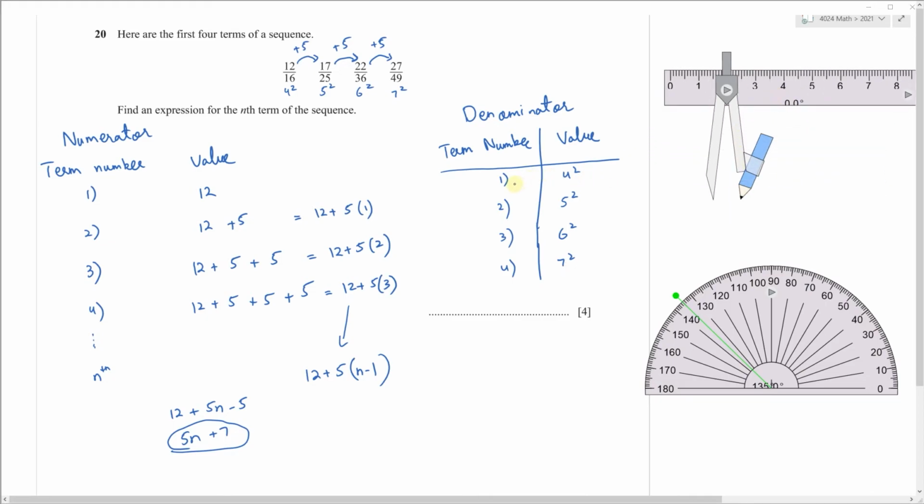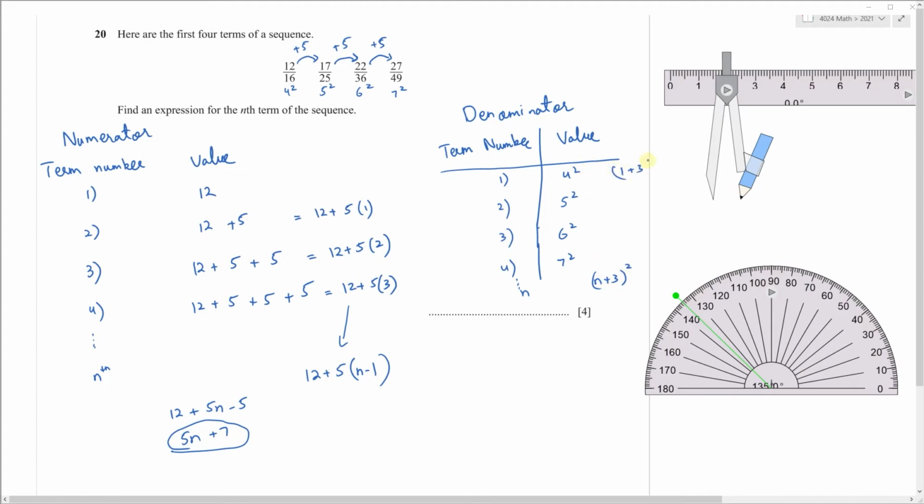So if you look at this, now we have to find the relation between the term number and the value. So every time you're adding 3 to the term number and then taking the square. 1 plus 3 square, which is 4 square. 2 plus 3, 5 square. 3 plus 3, 6 square. 4 plus 3, 7 square. So then if I keep going for the nth term, what will I get? N plus 3 whole square.